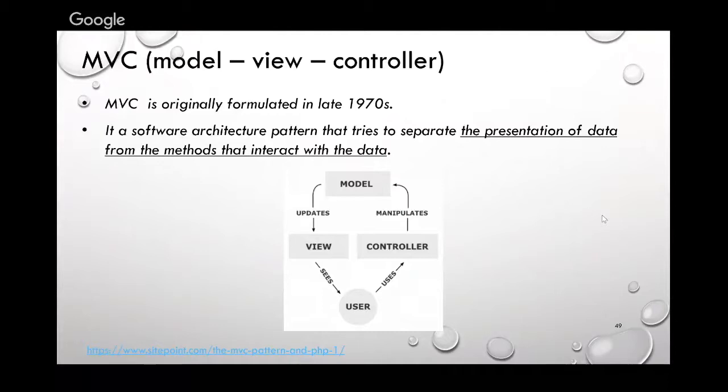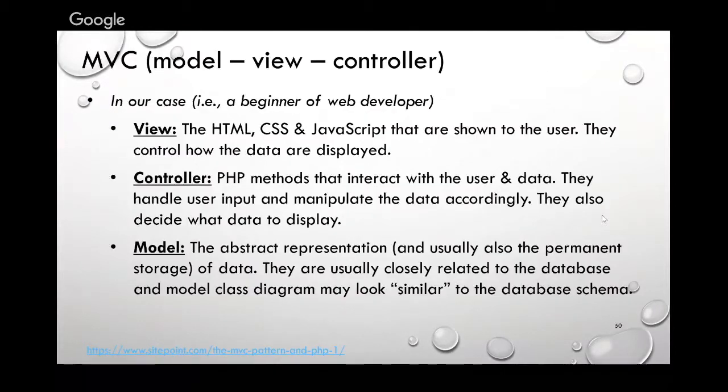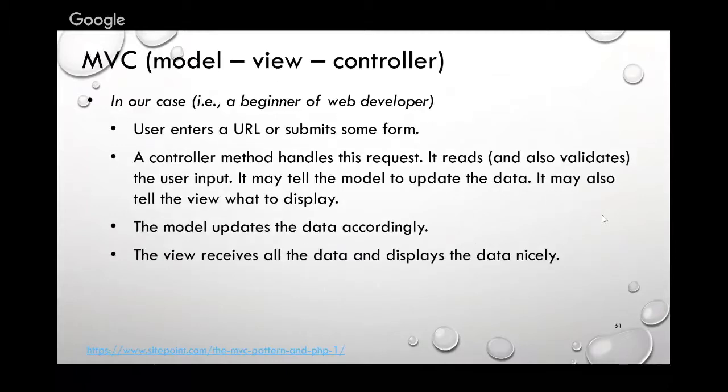Okay. So view will just be the HTML, CSS, and JavaScript. Controller will usually be the PHP method to control the workflow, and model will be the abstract representation of the data. Okay. And please know that MVC in different use cases will be different. Web MVC, iOS MVC, and Android MVC will have some differences between them. So let's just focus on web now.